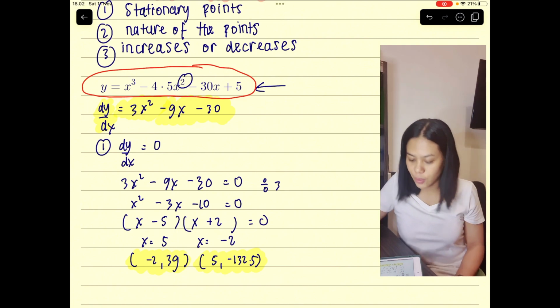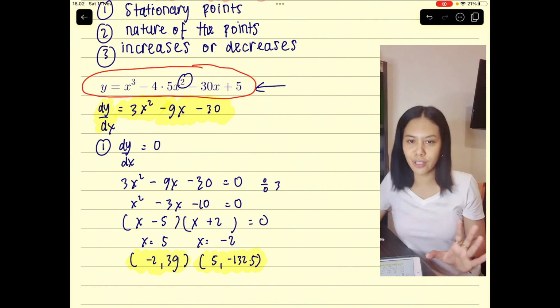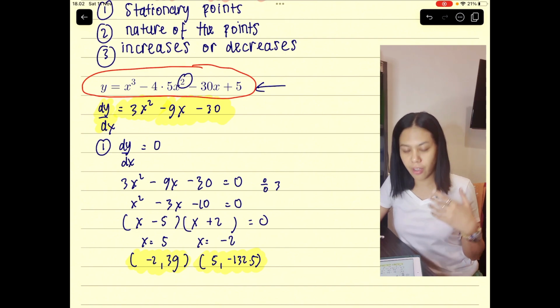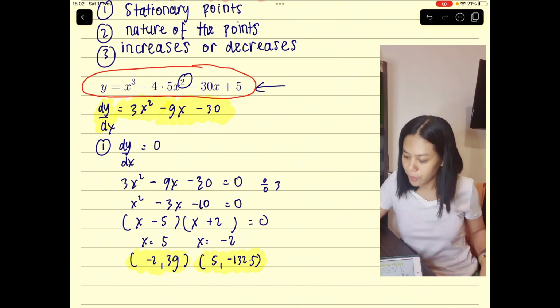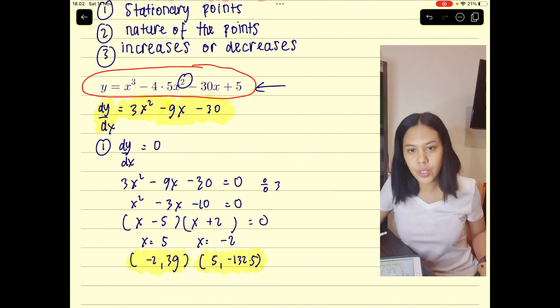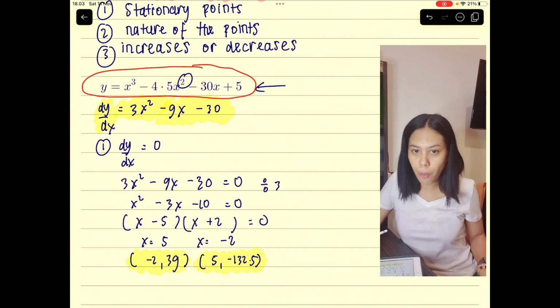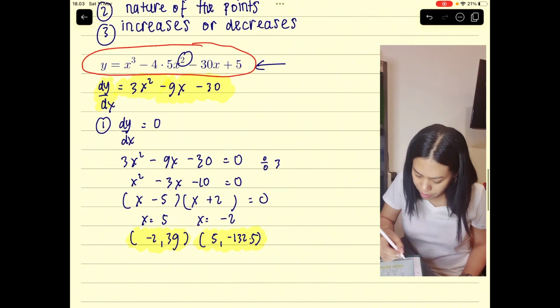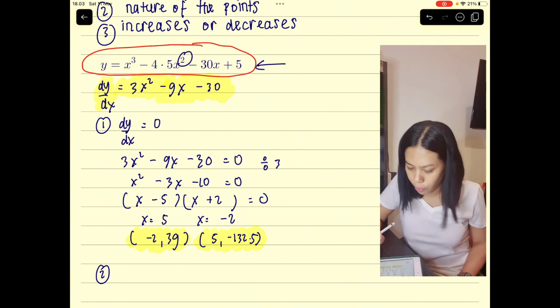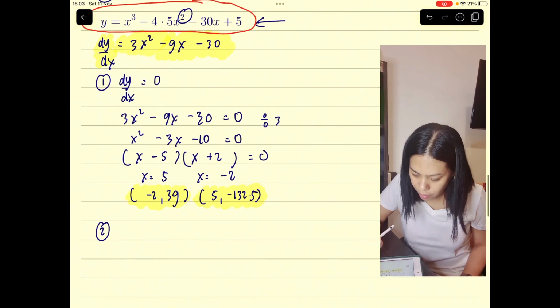How do we do that? Again, we're only going to be using the first derivative, because to find the nature of the points we can use the second derivative, but we're not doing it today. So let's use the first derivative. I'm going to use the help of a table. So the second step, we want to find the nature of the points. I'm making a table to help me.